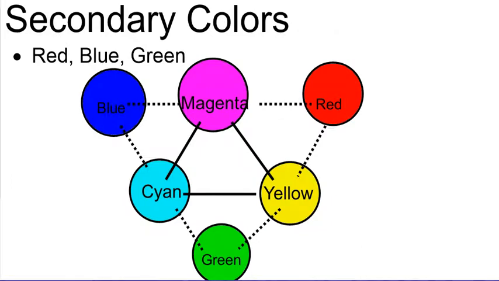Now, our secondary colors for color subtraction are red, blue, and green. These are our primary light colors. And these are when we combine two pigments, we can get these secondary colors. So magenta and cyan is blue, cyan and yellow is green, magenta and yellow is red.